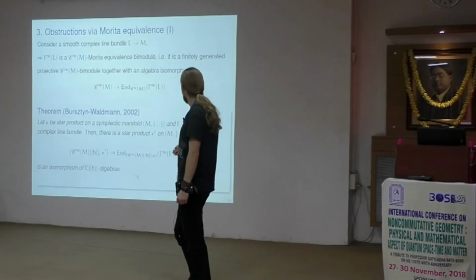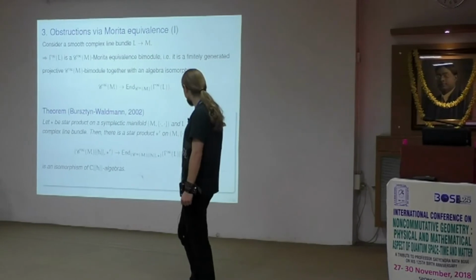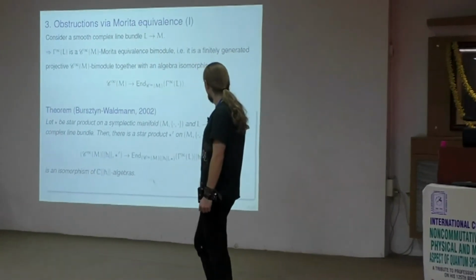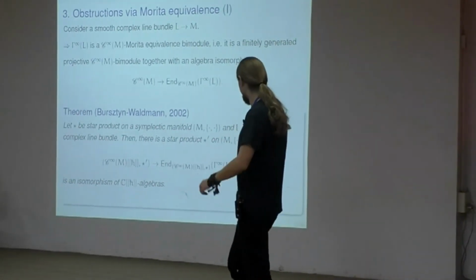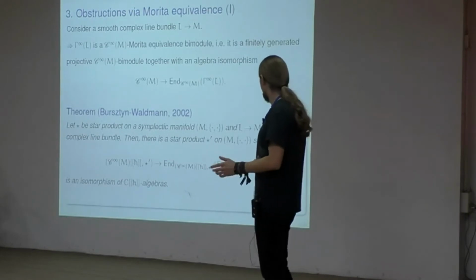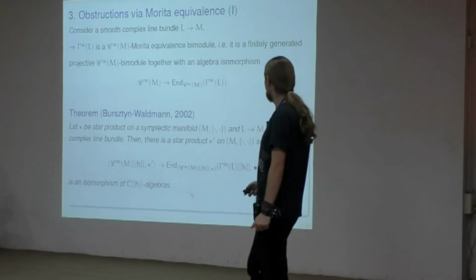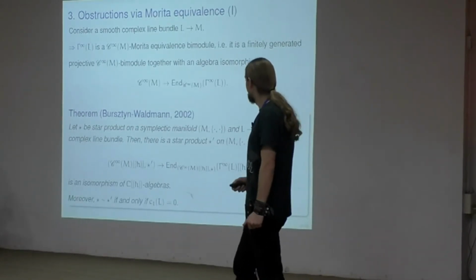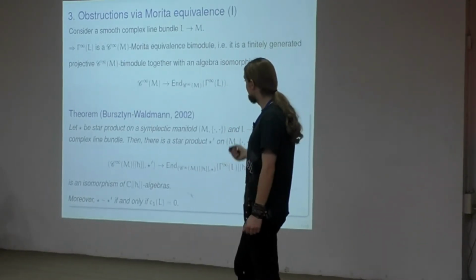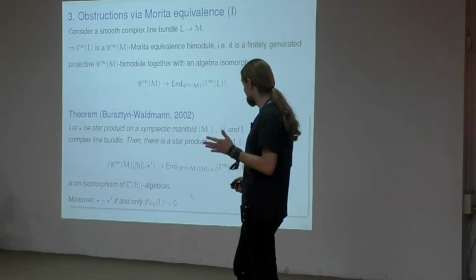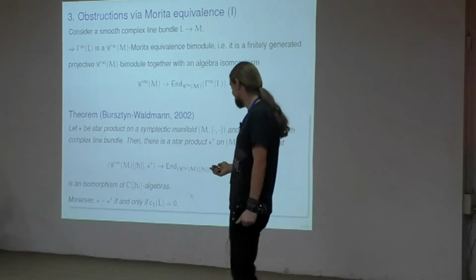This is the new one, and this here is like a deformed module action of the functions on the sections. And this is done by using some Fedosov-like proof. And what I also prove, what is pretty nice, is that star and star prime are equivalent as star products if and only if the first Chern class of the line bundle is 0.